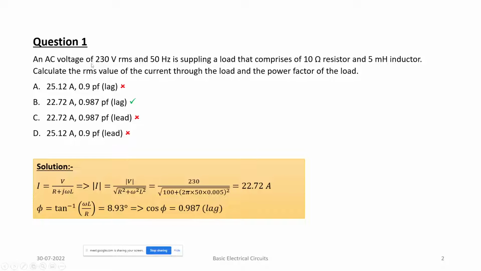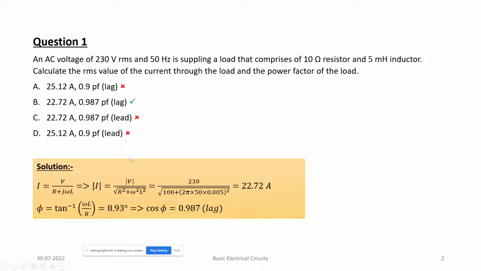So this was the first question. An AC voltage of 230 volt RMS and 50 Hertz is supplying a load that comprises a 10 ohm resistor and a 5 millihenry inductor. Now calculate the RMS value of the current through the load and the power factor of the load.